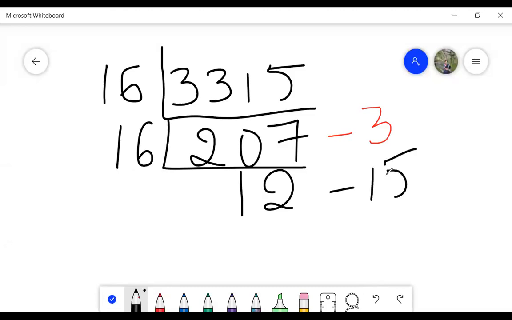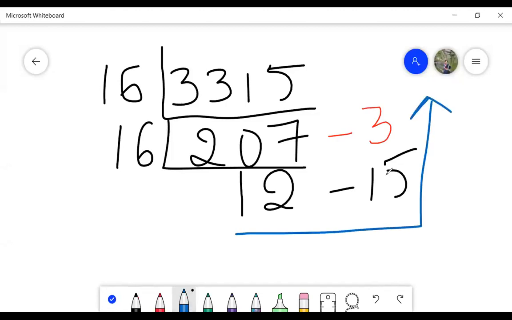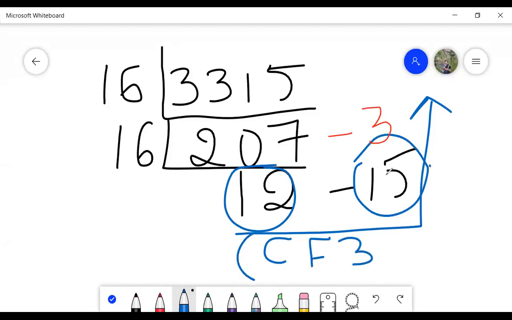Now how do we write the solution? To write the solution, you have to follow this order. So what is 12 equivalent? 12 in decimal, what is the hexadecimal value for 12? Hexadecimal value for 12 will be C. Hexadecimal value for 15 is F. And 3 you're going to retain as it is. This is to the base 16.